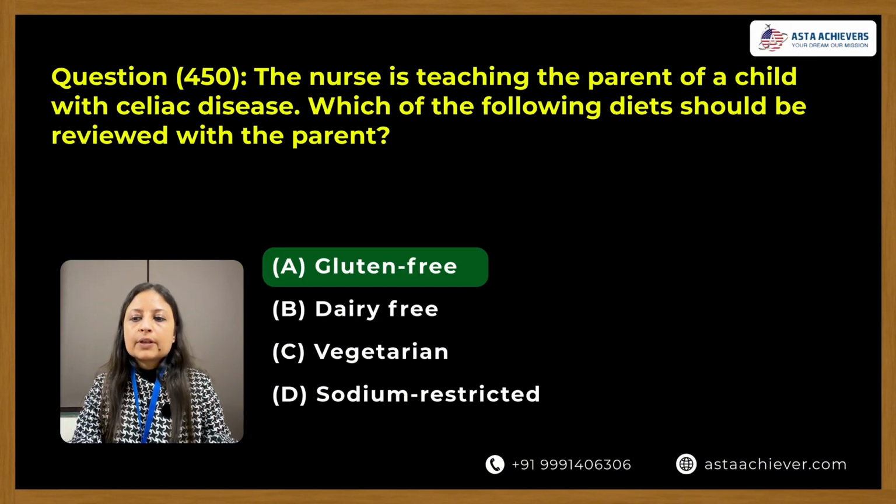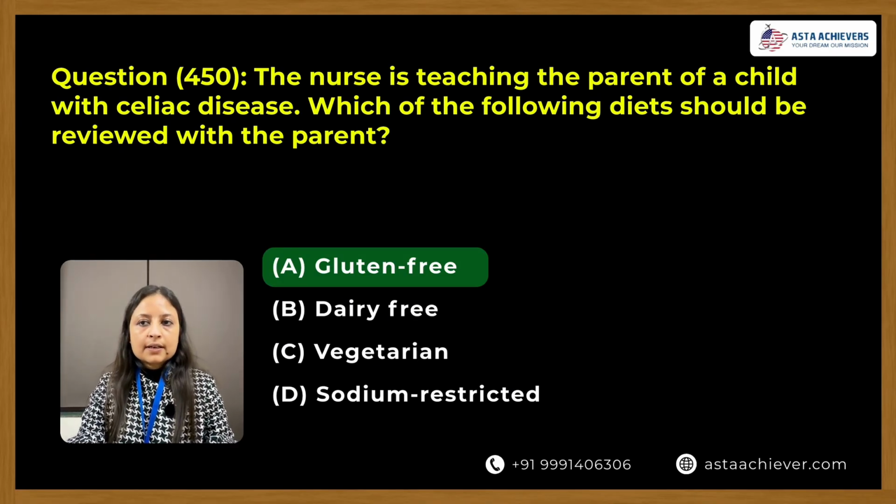Question number 450. The nurse is teaching the parent of a child with celiac disease. Which of the following diets should be reviewed with the parents? So option A, gluten free. Option B, dairy products. Option C, vegetarian. Option D, sodium restriction. So option A, gluten free, is the correct answer.